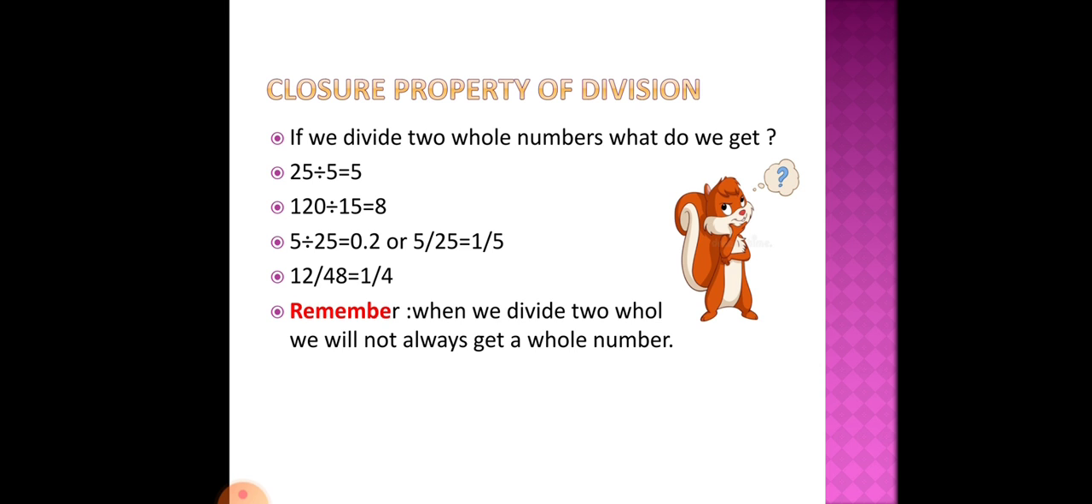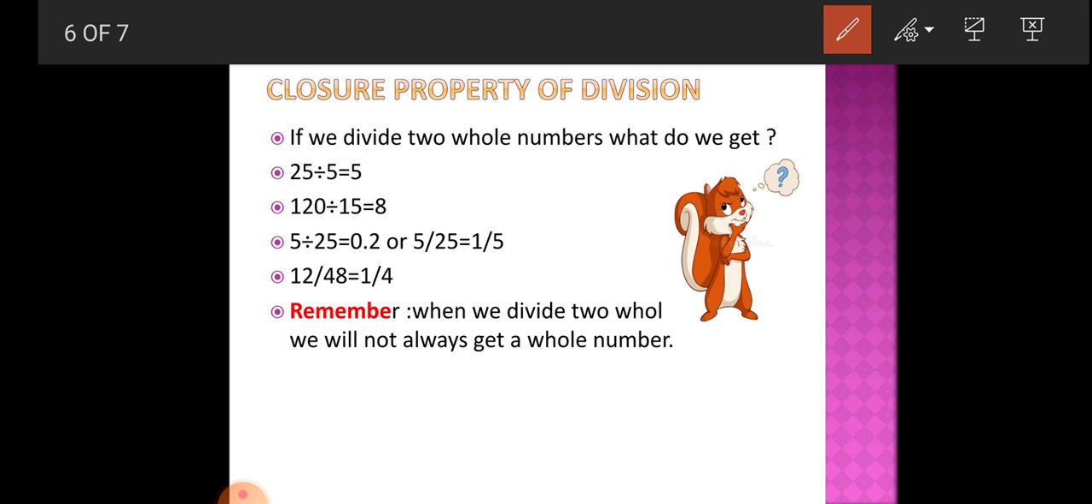Next, closure property of division. If we divide two whole numbers, what do we get? 25 divided by 5 equal to 5. 120 divided by 15 equal to 8. Students, notice in these two examples the dividend is greater than the divisor.